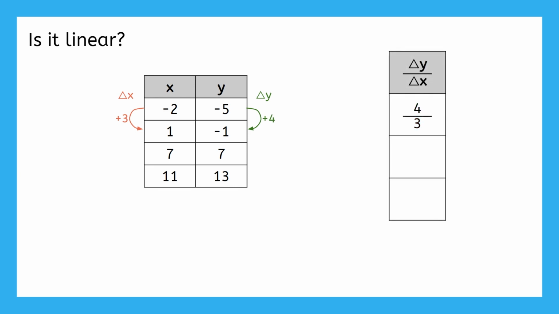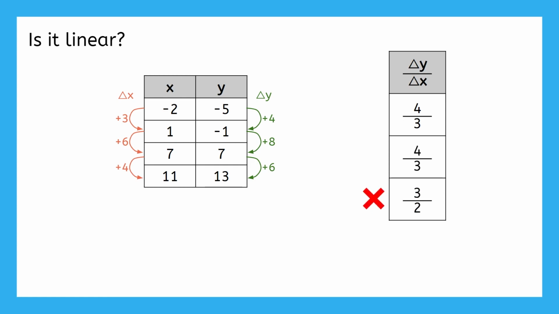From the second to the third row, x increases by 6 and y increases by 8. This makes a slope of 8 over 6, which simplifies to 4 over 3. From the third row to the fourth, x increases by 4 and y increases by 6. Uh-oh. That makes a slope of 6 over 4, or 3 over 2, which is not equivalent to the others.